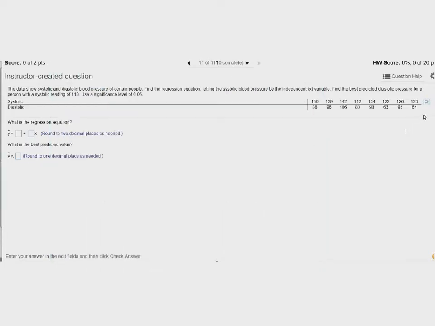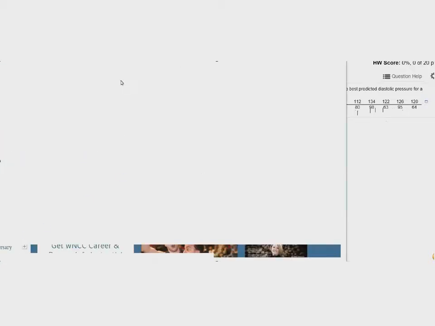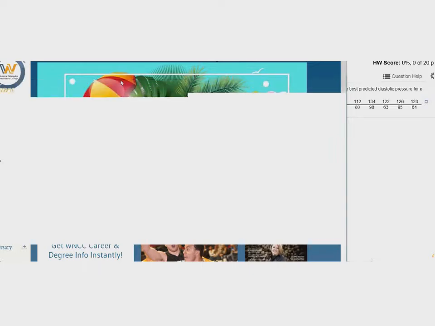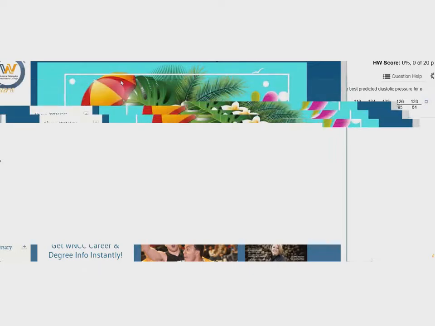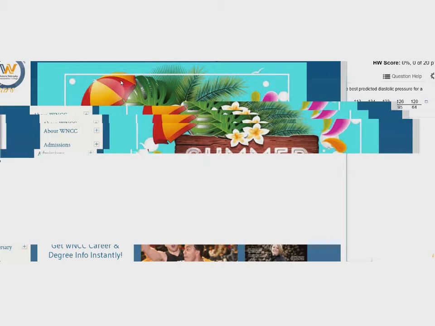Now, if it doesn't give you that option, so if it comes up here and it only says copy to clipboard or open in Excel, there's still another way that you can use StatCrunch for this. It just means that you'll have to type in the numbers yourself. So if it doesn't give you that option, then just open another browser window, and go directly to the StatCrunch website.